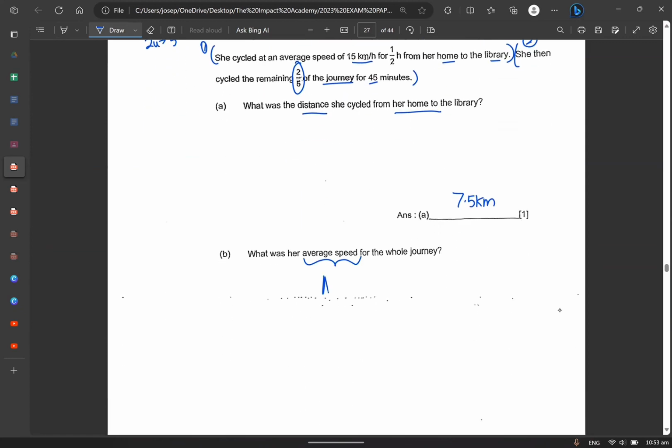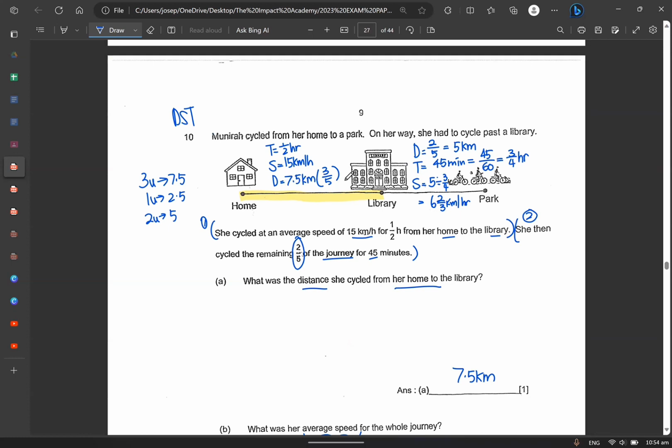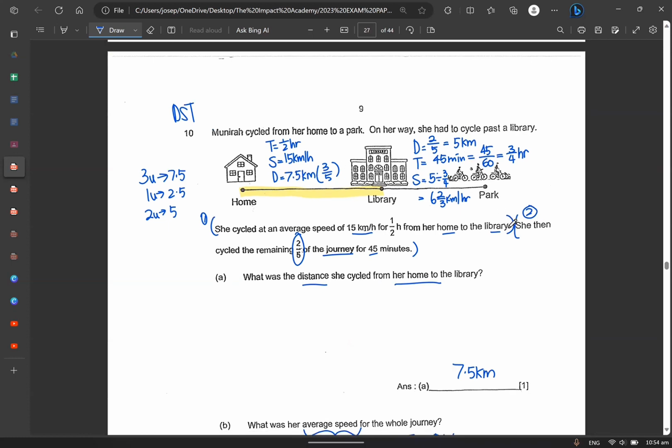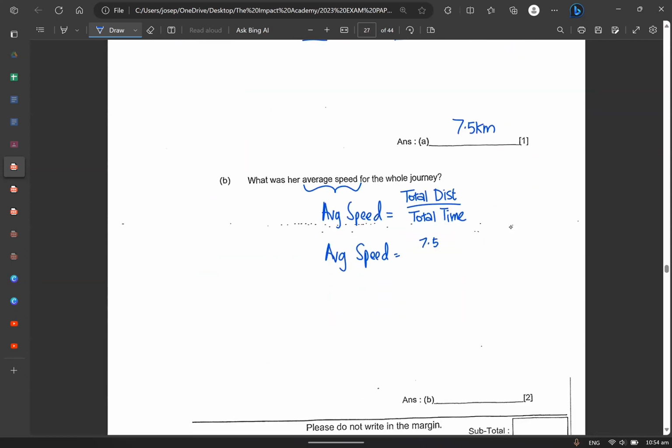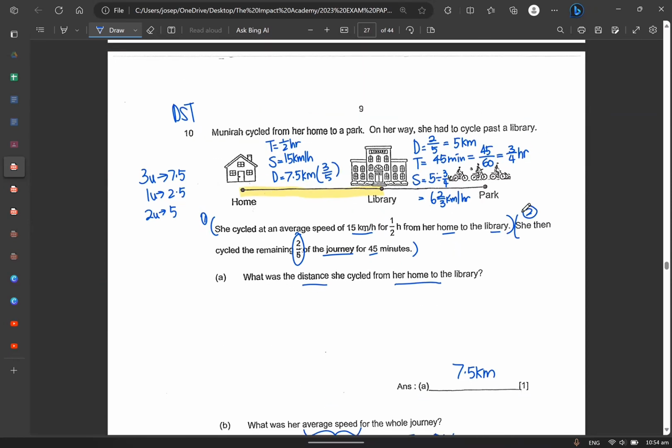Every time you want to find average speed, you must understand it is always the total distance over the total time. So let's ask ourselves, what is the total distance? The total distance, as you can see over here, is 7.5 plus 5 kilometers. So 7.5 plus 5 over the total time. The total time, as you can see over here, is half an hour and 3/4 hour.